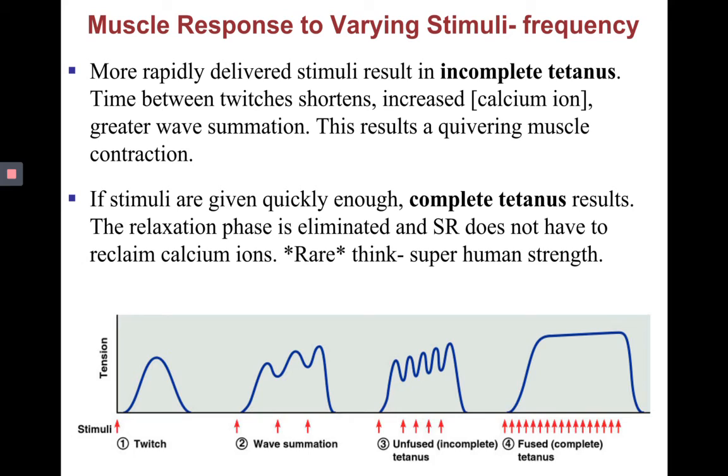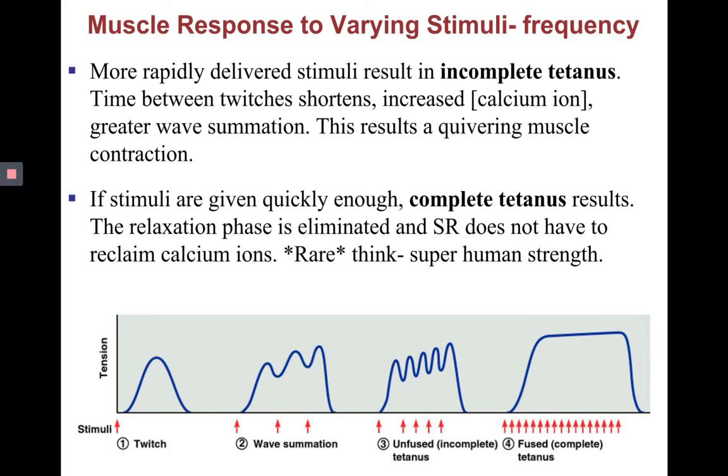So more rapidly delivered stimuli result in incomplete tetanus, and then the time between twitches would shorten in incomplete tetanus and would shorten or almost be non-existent in complete tetanus, because if you give stimuli quickly enough, you get complete tetanus, where the relaxation phase is eliminated and the sarcoplasmic reticulum doesn't ever reclaim the calcium ions during the contraction.